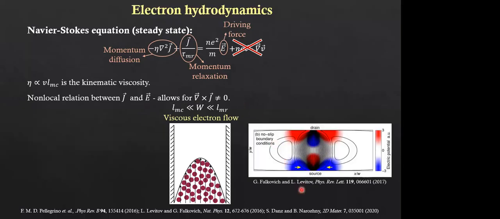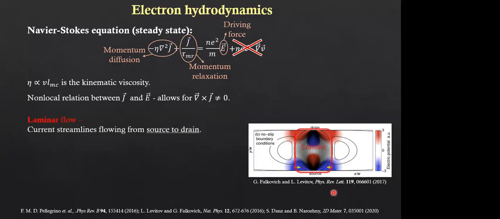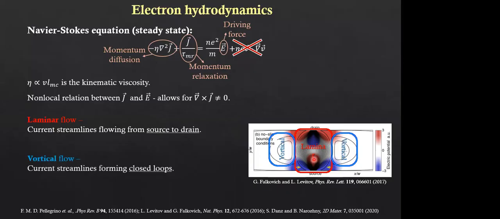And there's a very famous paper by Grigory Falkovich and Leonid Levitov. They showed in 2017 that even with this fourth term, this nonlinear term, missing, one can have two types of flow in a device. The first is a simple laminar flow, where current streamlines flow from source to drain, these lines in the middle shown by this red rectangle. And the other could be the vortical flow, where current streamlines form closed loops.